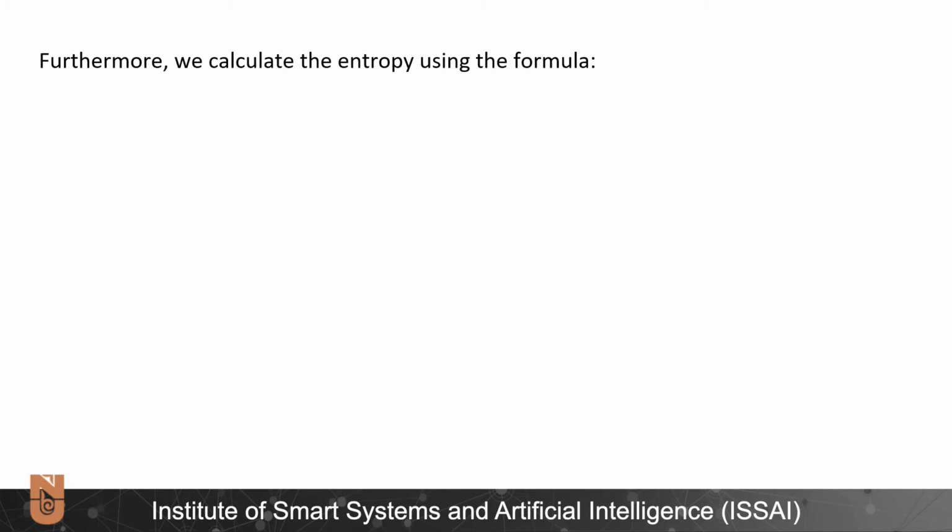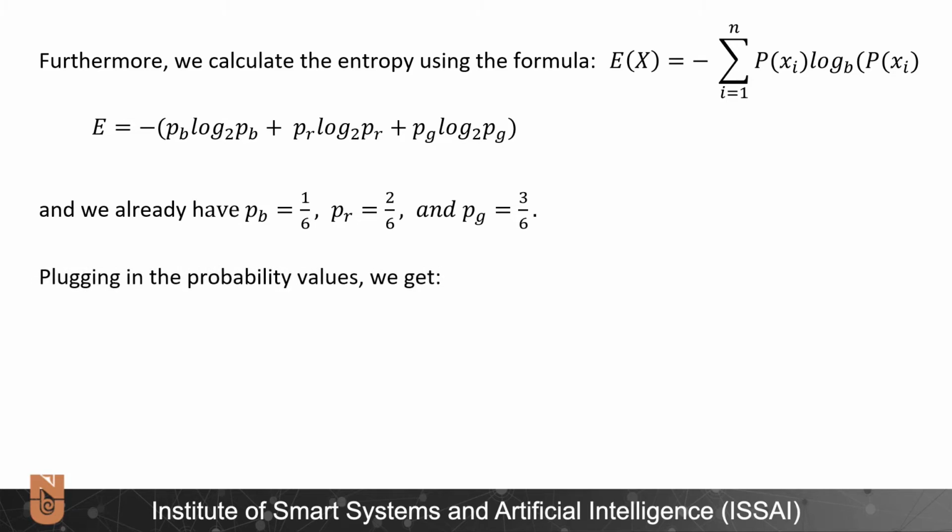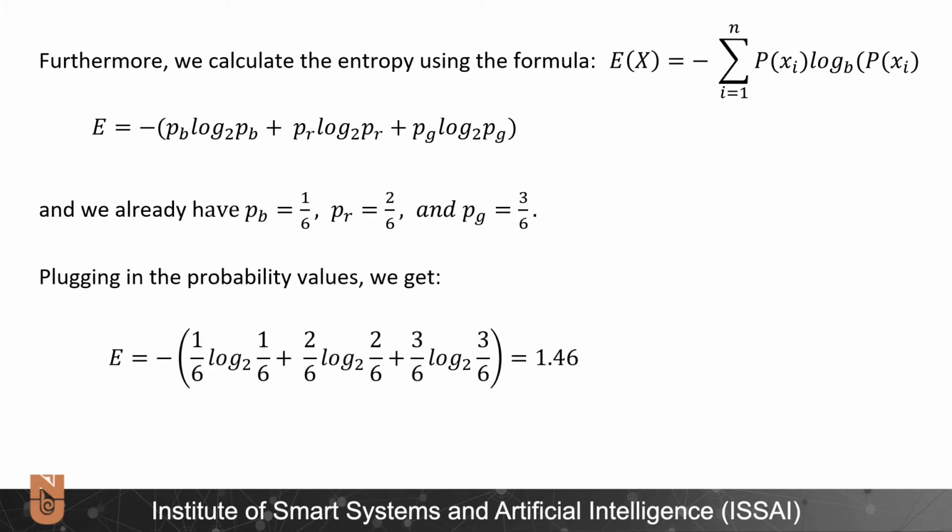Furthermore, we calculate the entropy using the before mentioned formula. In our case, it will be negative sum of multiplication between probabilities and log of probabilities, specifically probabilities of blue, red, and green. And we already have that probability of blue is 1 over 6, probability of red is 2 over 6, and probability of green is 3 over 6. Plugging the probability values, we get that entropy is equal to 1.46.